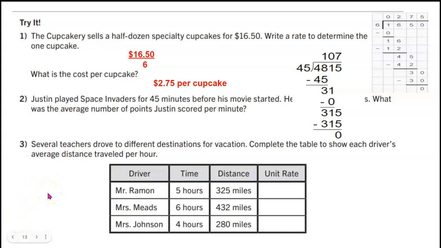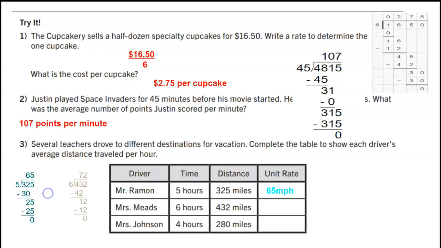Well, here are their unit rates. Mr. Rahman ended up getting 65 miles per hour. We found that by dividing 325 by 5. Mrs. Meads ended up getting 72 miles per hour. We found that out by dividing 432 by 6. And Mrs. Johnson ended up getting 70 miles per hour. We found that out by dividing 280 by 4. Remember, for a unit rate, you must divide in order to find out what it is per one.